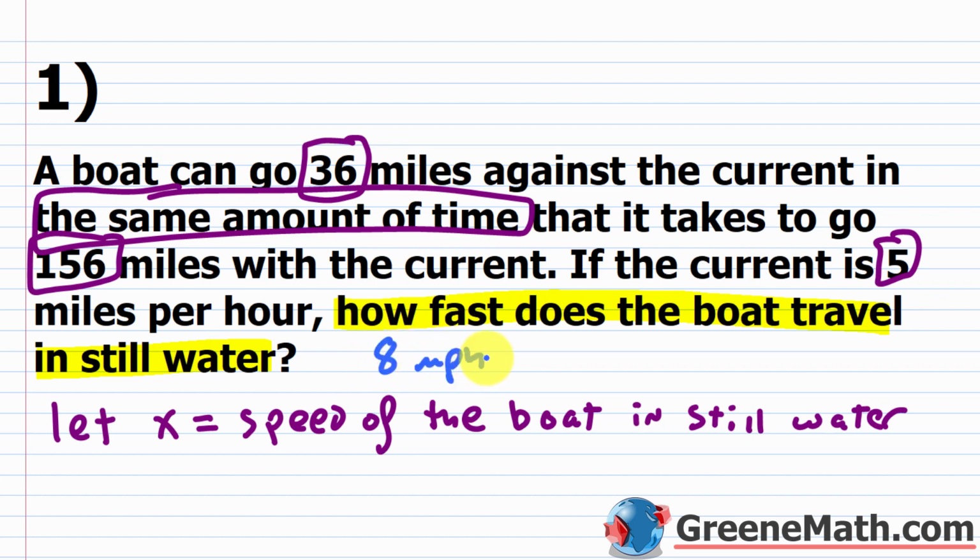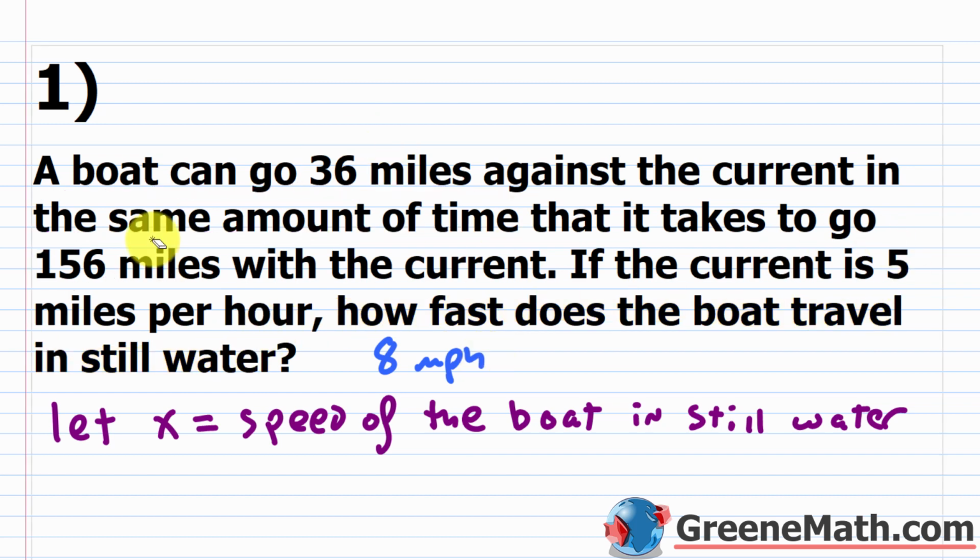If you want to write out a sentence, that's really up to you. Now, if you want to check this, you want to think about the time for each scenario and make sure they are equal. So let me actually erase all of this and let's think about this. In the first scenario, we're told that the boat can go 36 miles against the current. Okay, so against the current. So we know right now that the speed of the boat in still water is 8 miles per hour. The speed of the current is 5 miles per hour. So this boat, if it's going against the current, is traveling at 3 miles per hour, right? 8 minus 5 is 3.